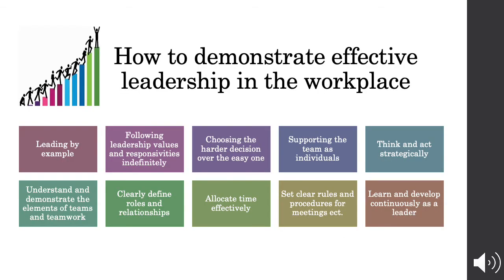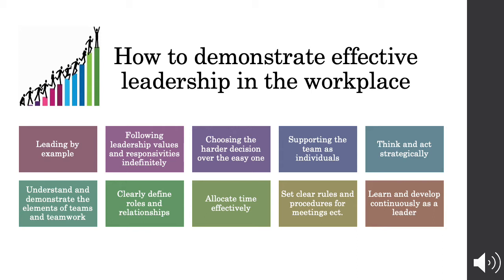So there are several ways to demonstrate effective leadership in the workplace. They all stem back to leading by example. So being the type of leader who has the type of work ethic, dedication, and investment to your workplace that you want and expect out of your employees. So following leadership values and responsibilities indefinitely. So being consistent: don't break the rules, don't bend the rules, don't try and find your way around things.